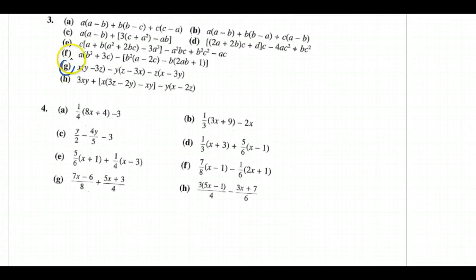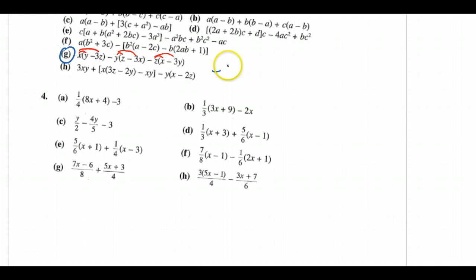All right, I'll start off with 3G, and the first thing you want to do when you're doing any questions with brackets is multiply the stuff on the outside of the bracket with the inside of the bracket. I like to draw my lines here so I can keep track of all my multiplication. I'm going to do it over here because I have lots of space. So now, let's go ahead and multiply everything.